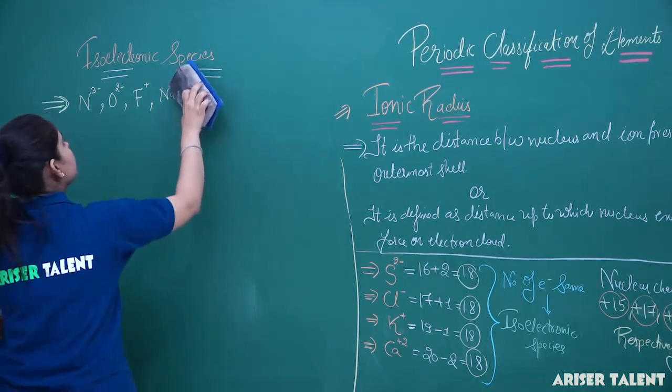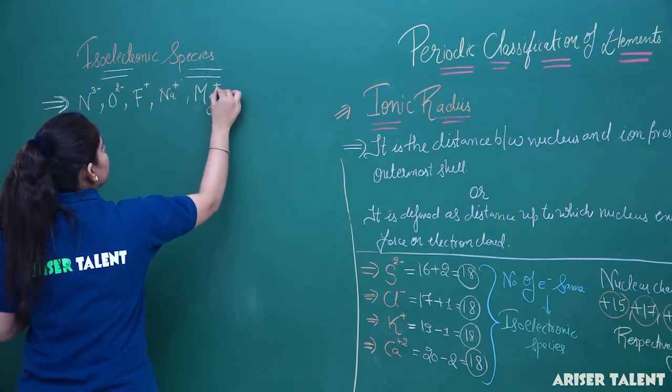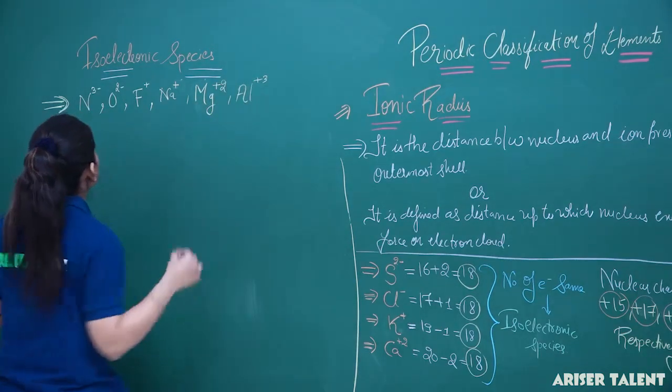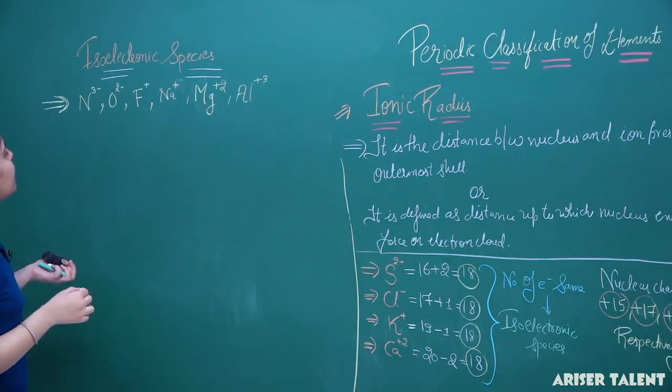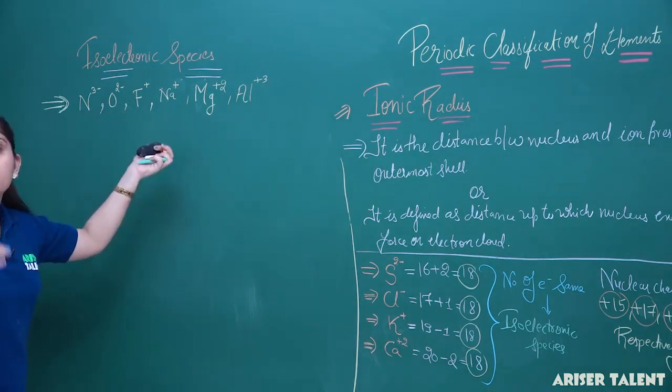This will be Na plus, Mg plus 2 and then aluminium. Now which elements have I considered? Starting from atomic number 7, 8 and 9, we have left 10.